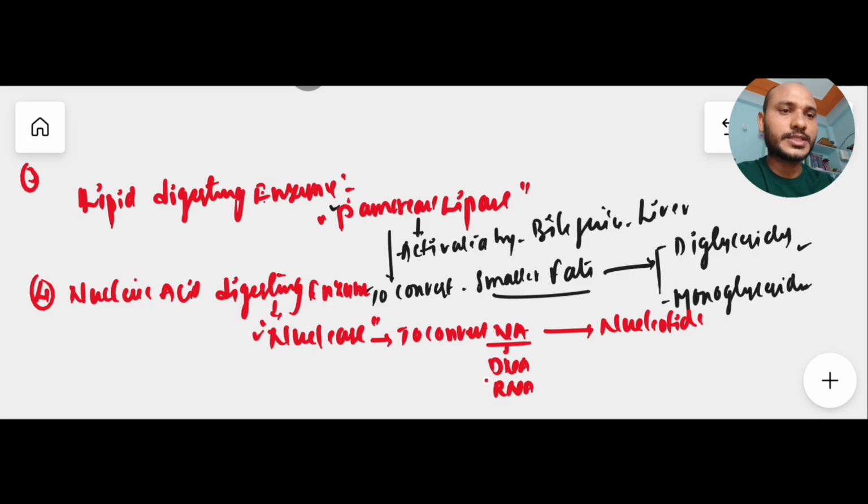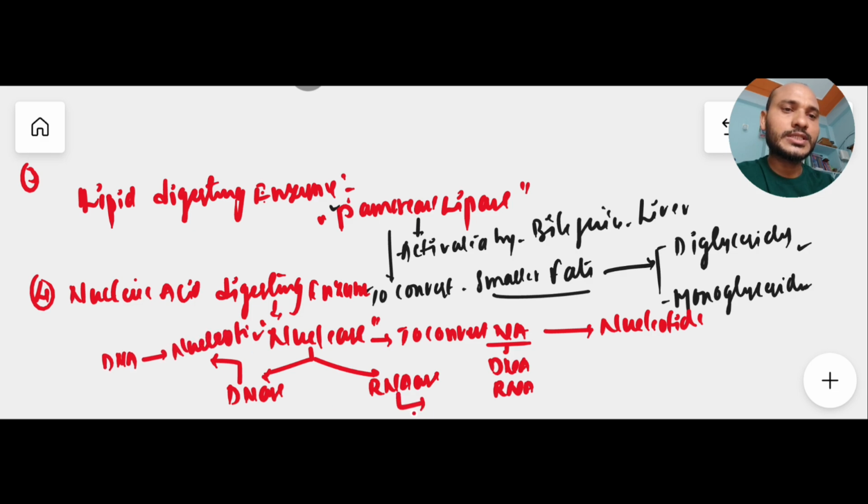this nuclease enzyme. We have two types of nuclease enzyme here. One is DNase enzyme, another one is RNase enzyme. So this DNase enzyme helps to convert DNA nucleic acid into DNA nucleotide. Here RNase enzyme helps to convert RNA nucleic acid into RNA nucleotide.